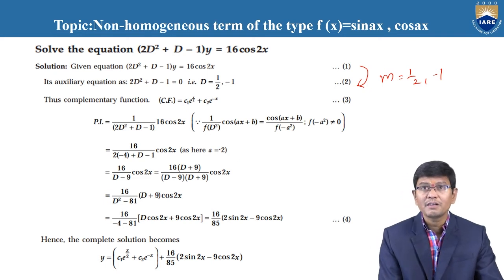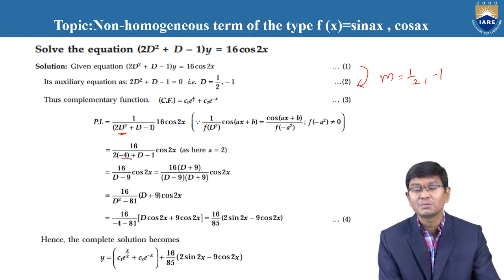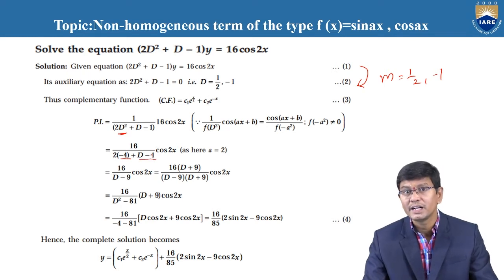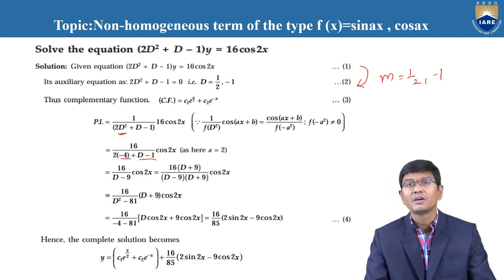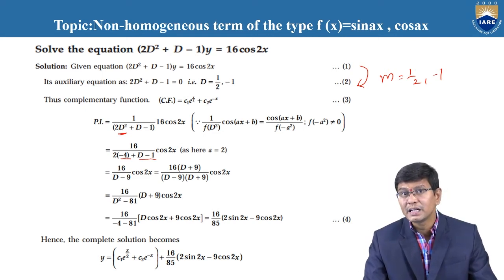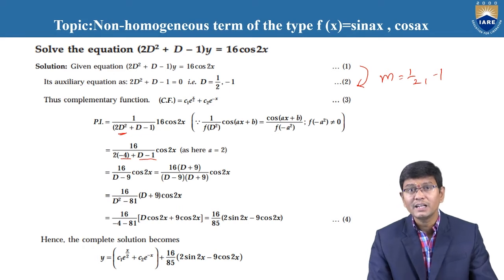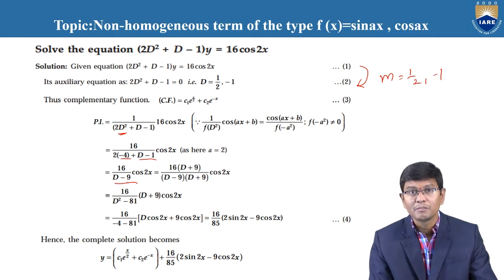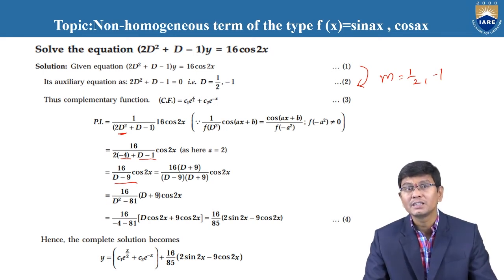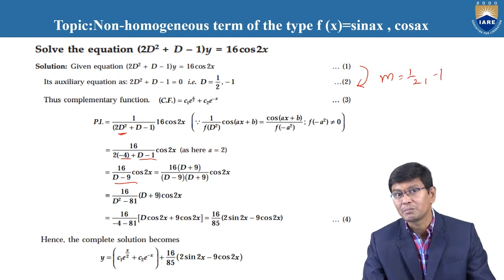Therefore, in the denominator, wherever there is a D squared, you need to replace it with minus a squared only. Therefore, it is 16 by (2 into minus 4 plus D minus 1), into cos 2x. Why? Because it is not involving any D squared. Therefore, the total expression is 16 by (D minus 9) into cos 2x. Once again, the denominator is involving D only. Therefore, we need to eliminate the D for the purpose of D squared, according to type 2.